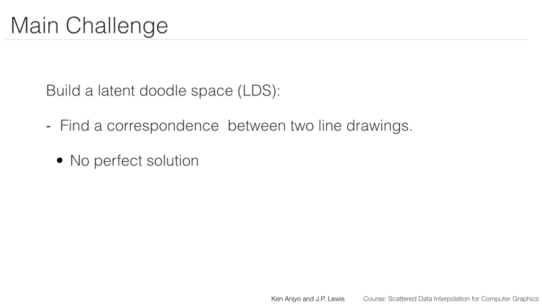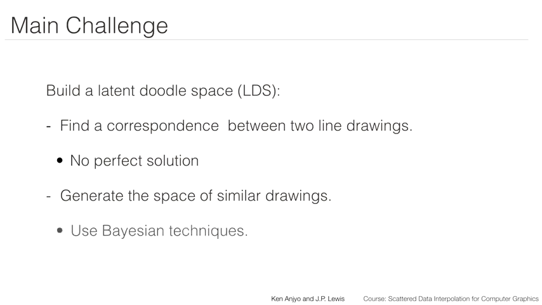But as shown in this video, there is actually no perfect solution to make it. So sometimes we need manual intervention to make a correct correspondence. Anyway, first we want to make such a space as best as possible. We first make such a space, which we call a latent doodle space, which consists of similar drawings, and we also have some possible new drawings.